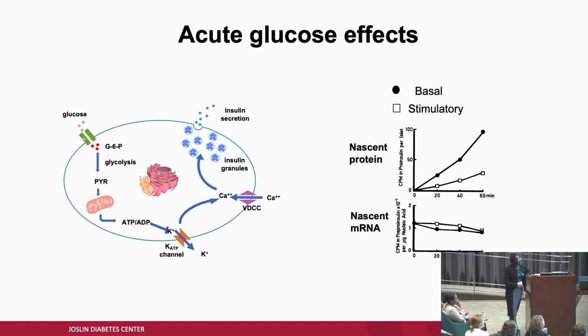So while the nascent mRNA remains the same, when beta cells are challenged with high glucose, insulin protein synthesis goes up about tenfold, and this is within minutes. On the x-axis here, you have minutes. So this is a very specific upregulation of insulin protein synthesis.